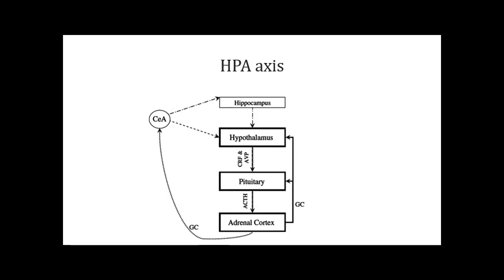HPA axis activity is regulated by numerous other limbic system structures as well, including the amygdala, which enhances the HPA axis activity, and the hippocampus, which suppresses the HPA axis activity.